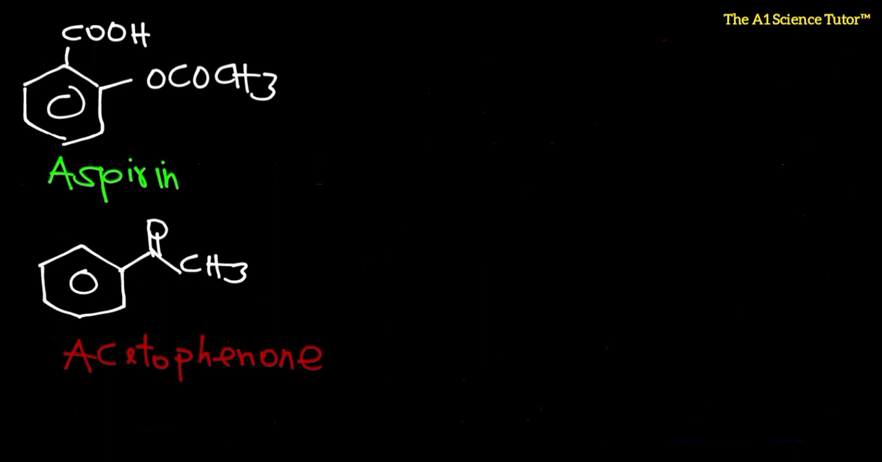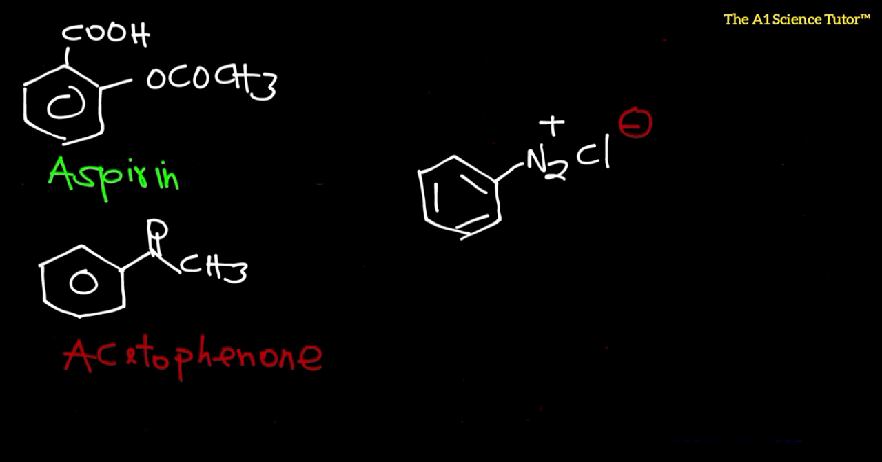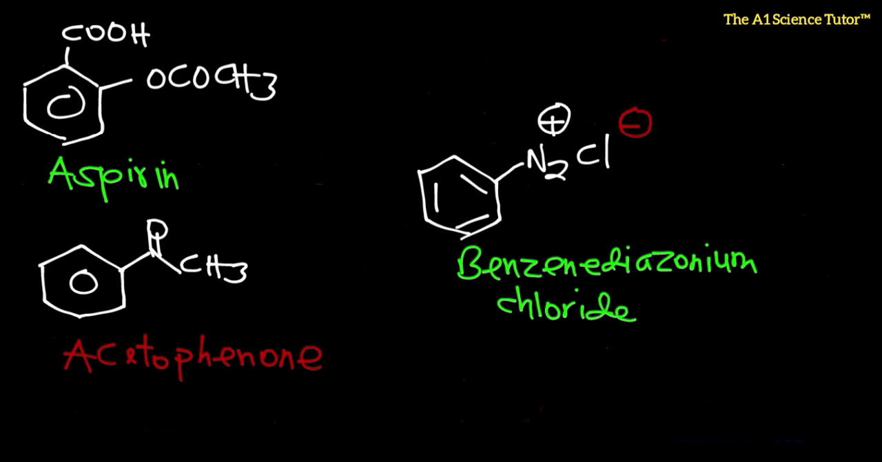How about benzene diazonium chloride? So benzene diazonium chloride is written this way. So there is actually going to be a negative charge here, there is going to be a positive here. So this is benzene diazonium chloride. So that brings us to the end of this class.